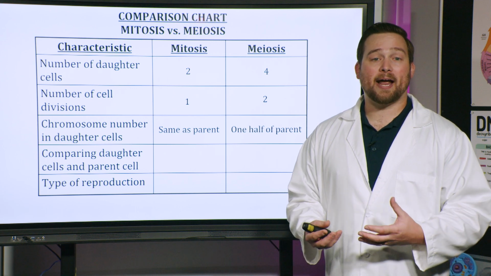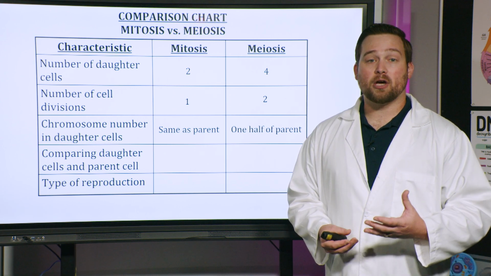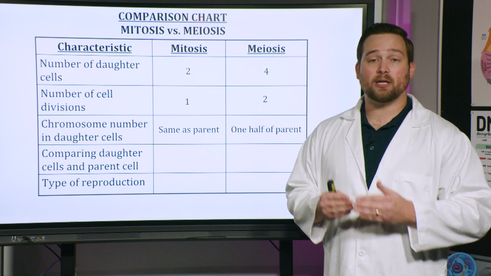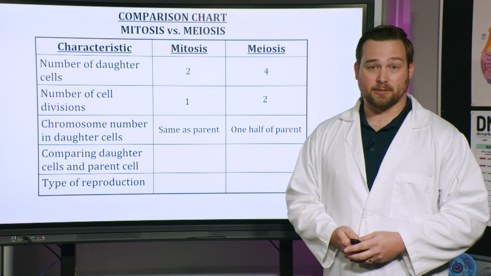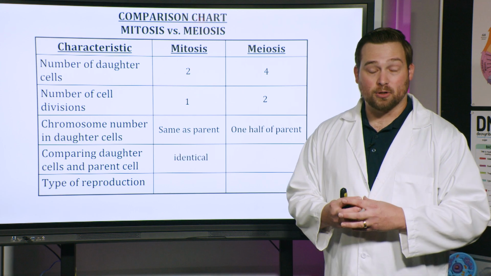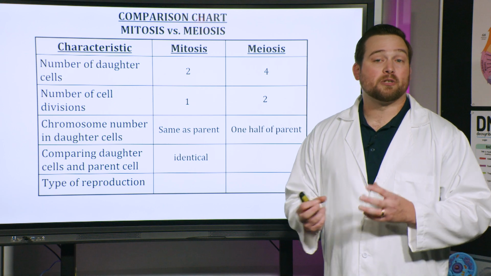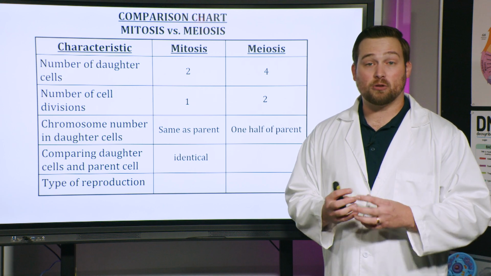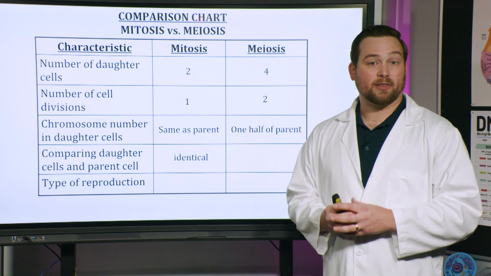Okay, let's compare the daughter cells to the parent cells in each of these processes. So in mitosis, we're starting with 1 cell, we end with 2 cells. How similar are the daughter cells to the parent cell? Well, they're going to be identical. This is really, really important for mitosis. We want those cells to be identical, as same as humanly possible. That's going to cut down on mutations and cancer and things like that.